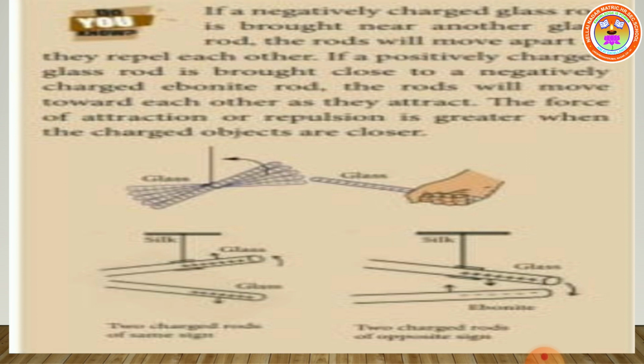If a positively charged glass rod is brought near to another positively charged glass rod, the rods will move apart; they repel each other.